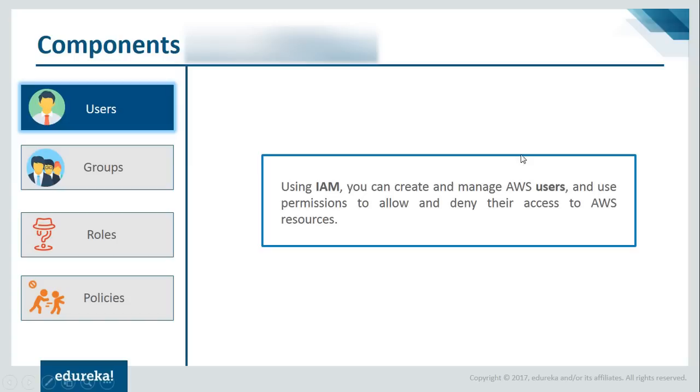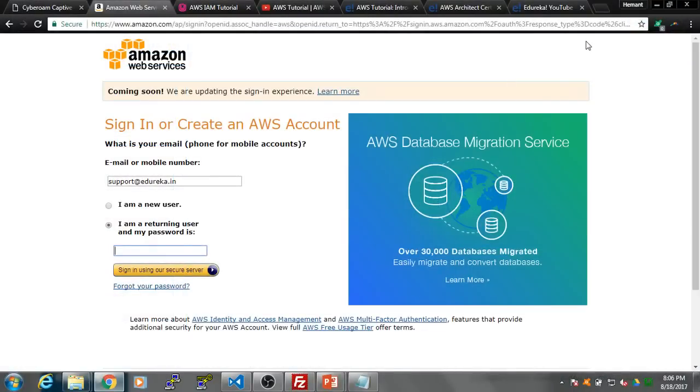Let me go to my AWS management console and show you how you can create a user in IAM. Alright, so give me a second. Alright guys, so this is my AWS sign in page. When you log in through your email ID and your password, that is basically your root account. So what I'm going to do right now is log in using my root account and first create an admin account for myself.